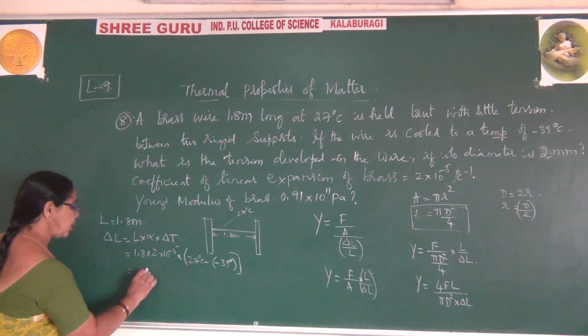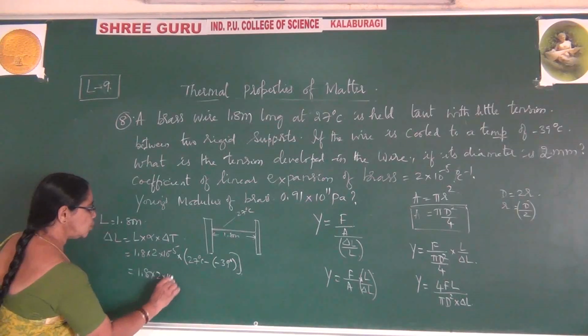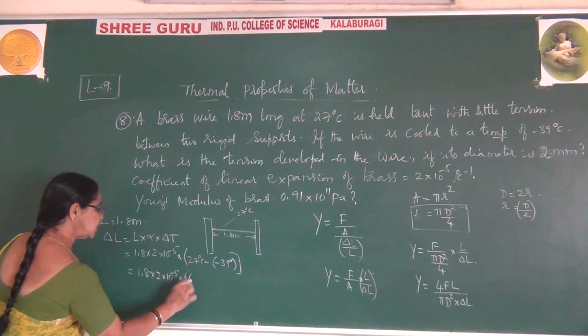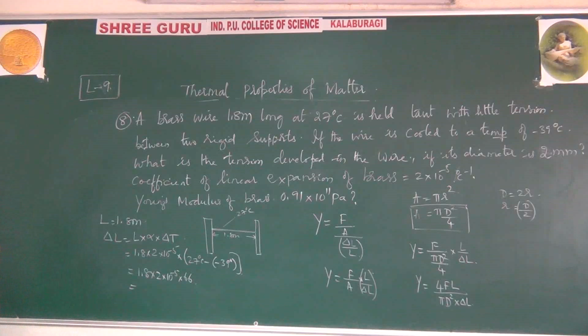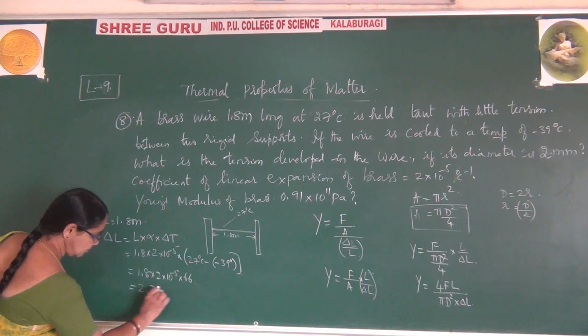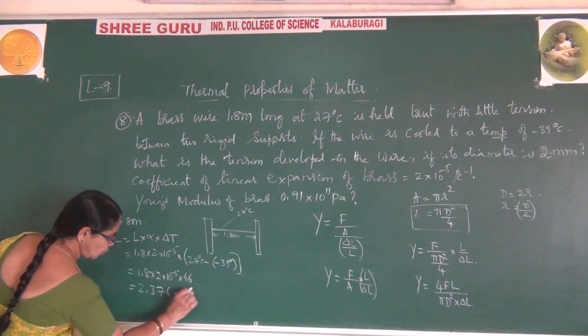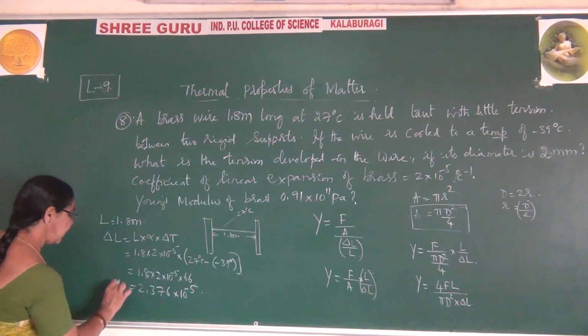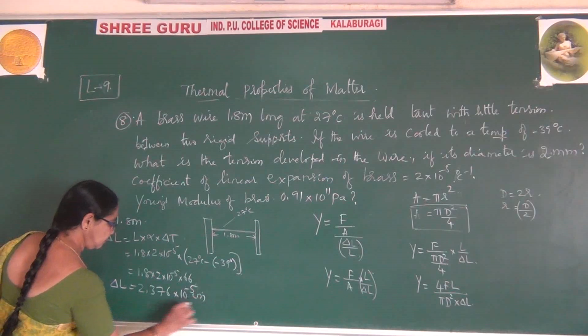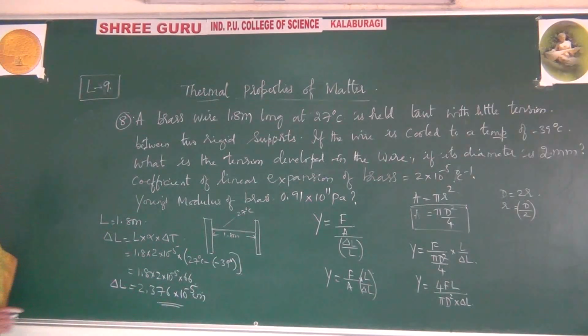So it is 1.8 into 2 into 10 raised to minus 5 into 66. So what is delta L you get? Delta L is 2.376 into 10 raised to minus 5. This is delta L, in centimeter. We got delta L, right?